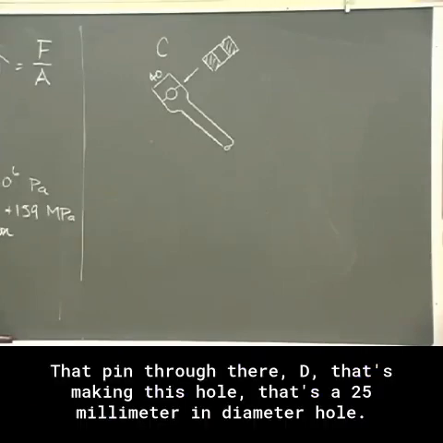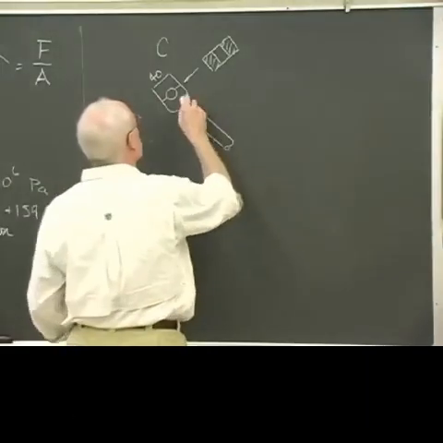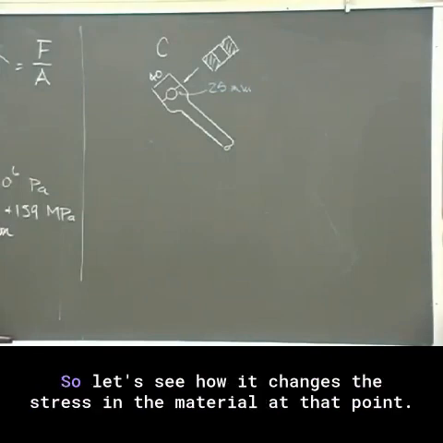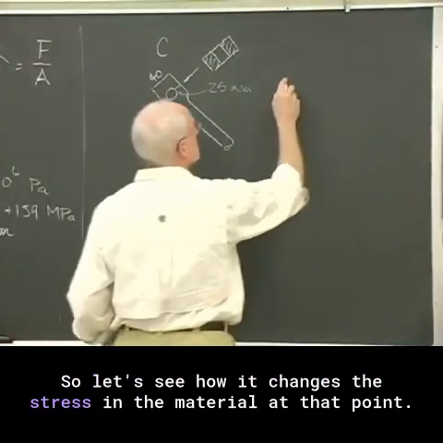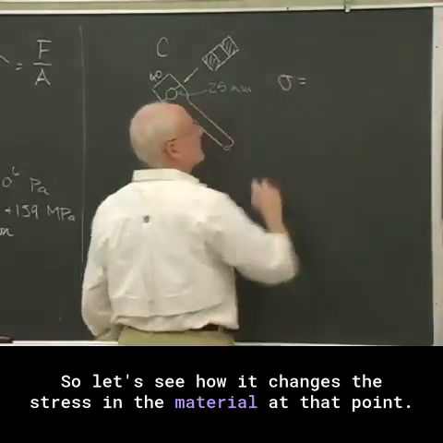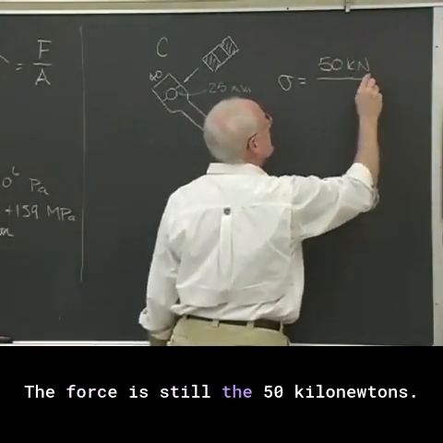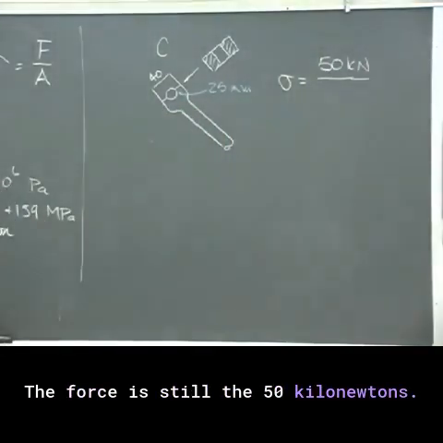It's that pin through there, D, that's making this hole. That's a 25 millimeter diameter hole, which means the area maintaining that 50 kilonewton load has changed. So let's see how it changes the stress in the material at that point. The force is still the 50 kilonewtons.